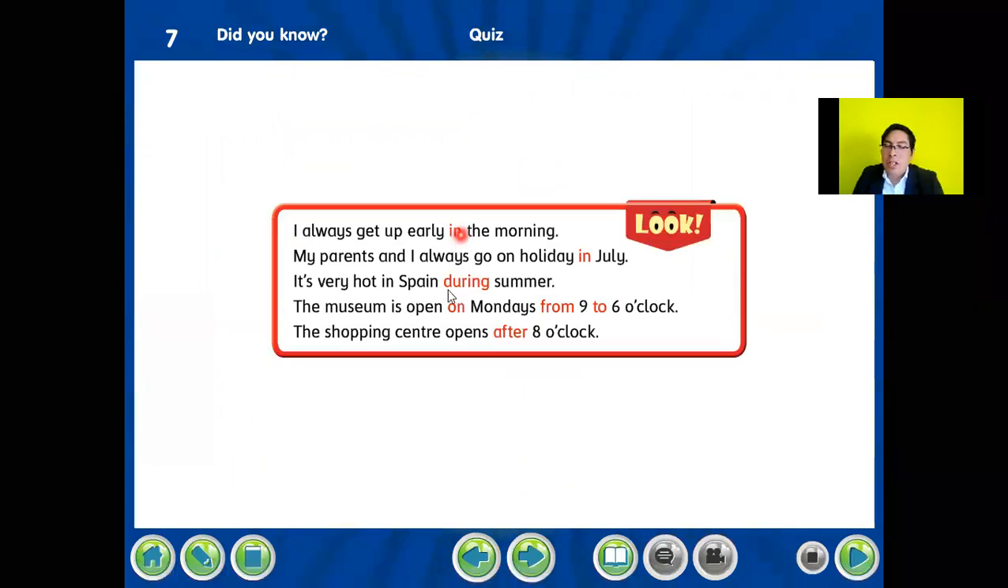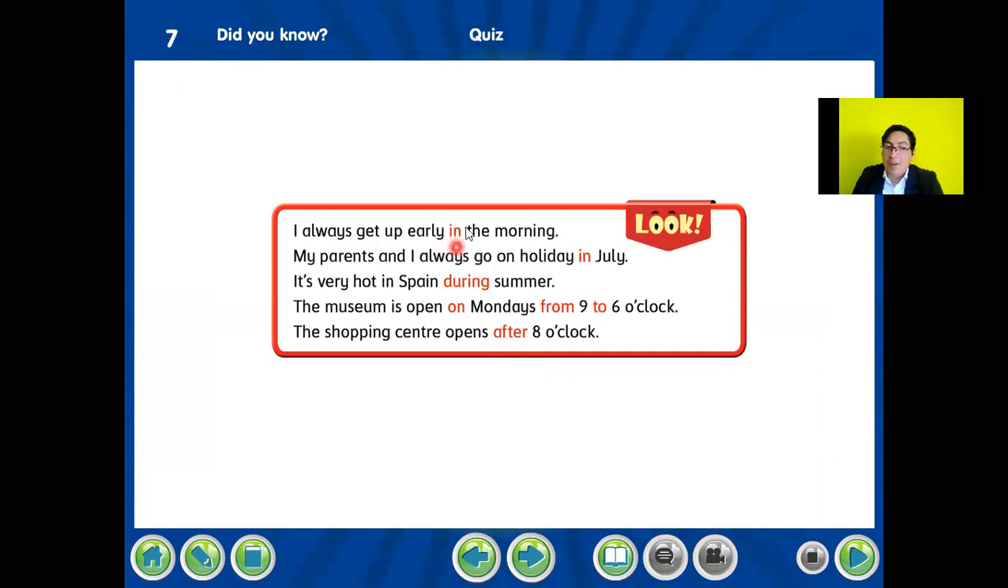In, during, on. From to. After. In this game, we are going to answer some questions like this.